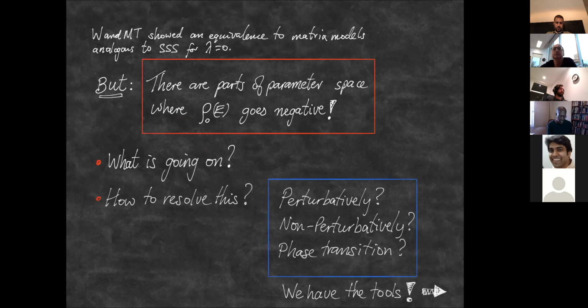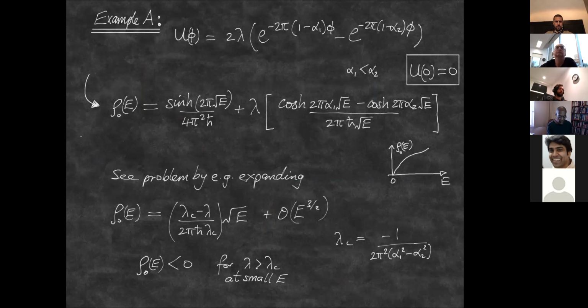Might you resolve this perturbatively, non-perturbatively, or by some kind of phase transition? We have all the tools now, so let's go. I'm going to do it in two examples. One example looks like this. It's distinguished from the other one that I'm going to talk about, where this potential vanishes at phi equals zero. The other one will not vanish at phi equals zero. They're distinct classes for various reasons, both in supergravity and also in the matrix model.